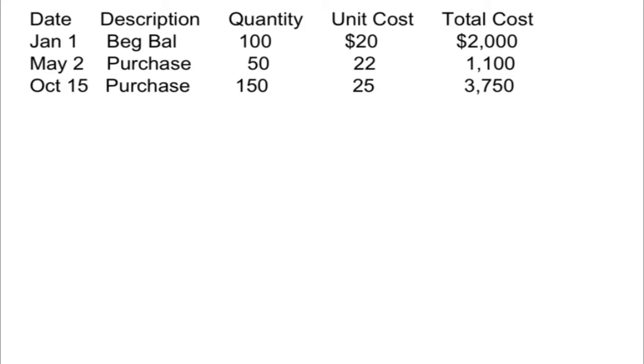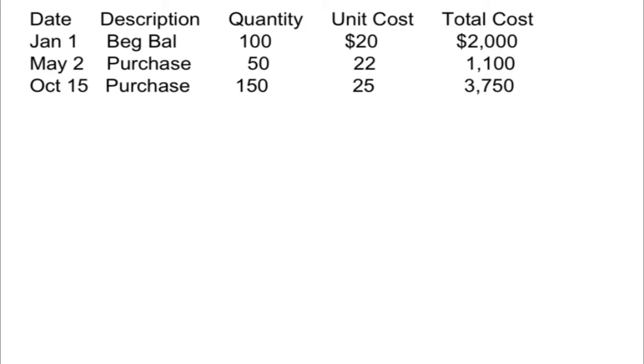These are some transactions that we've had with inventory. We had our beginning balance. We had 100 to start with at $20 a piece as the unit cost to us, so it was $2,000. We had a purchase on May the 2nd of 50 units at $22 a piece, and on October the 15th we bought 150 units at $25 a piece.